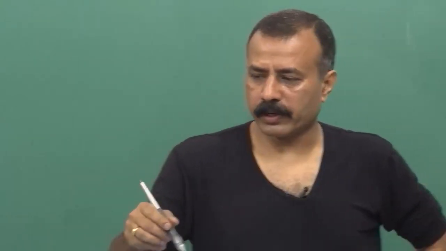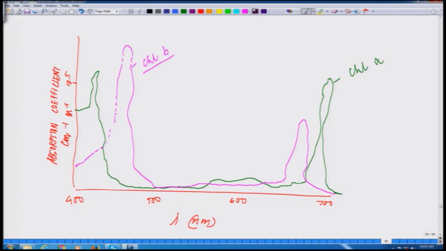Now, to summarize this particular slide, what we are observing is that the absorption spectra of chlorophyll A and B are different. These are the take home messages: absorption spectra of chlorophyll A and B are different. This is the first conclusion you have to draw from this. And secondly, light is not appreciably absorbed by chlorophyll A at 460 nanometer, that you can see.